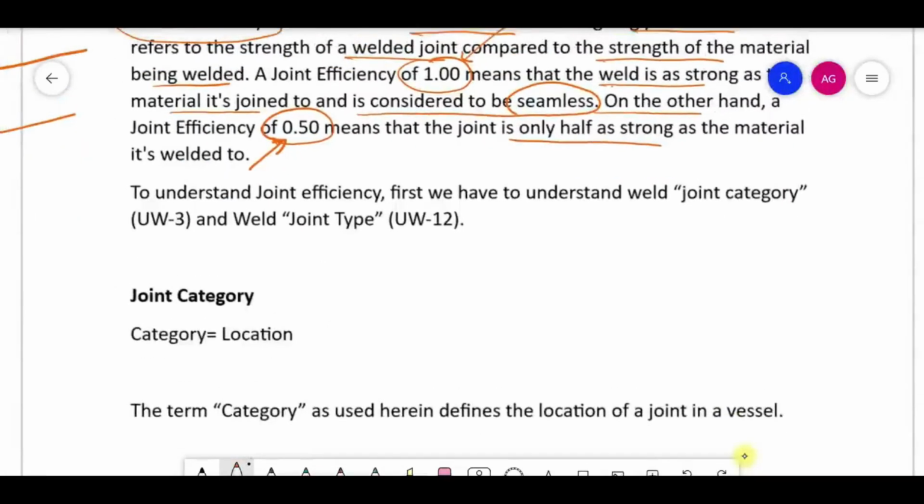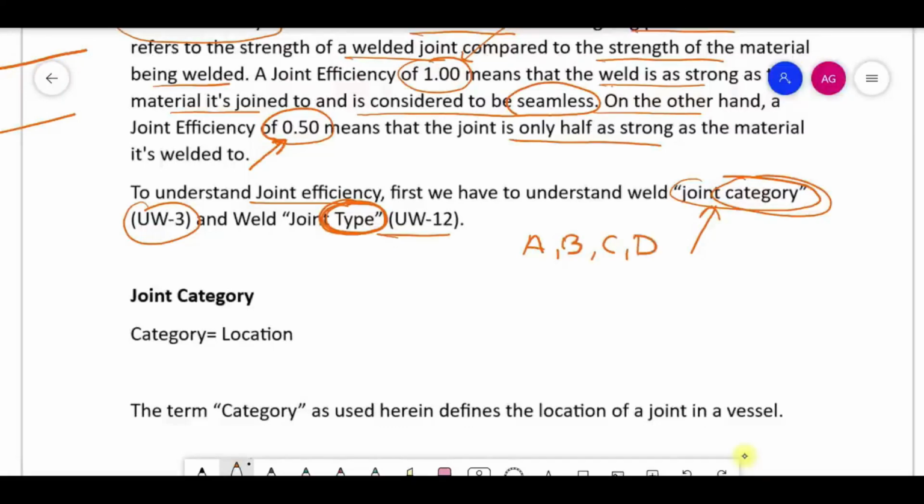A table is also given in it. To understand joint efficiency in ASME, first we have to understand joint category, which is given in UW-3, and weld joint type, which is given in UW-12. You have to understand both these things: what is joint category and what is joint type. Both of them are very important. I had already made a video on joint category a long time ago, in which I told in detail about the joint categories and how categories A, B, C and D differ. You can see that too. We will tell you in short which types of joints you get.